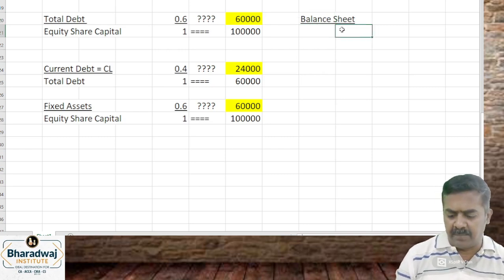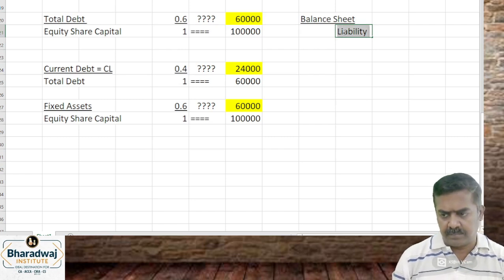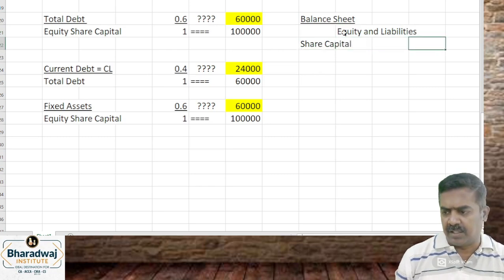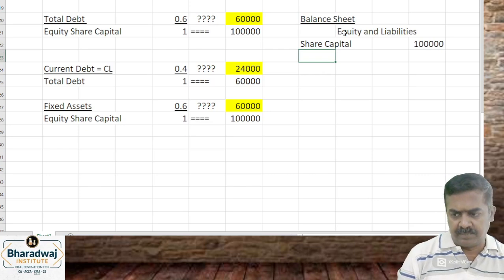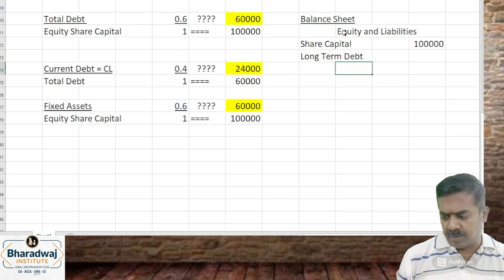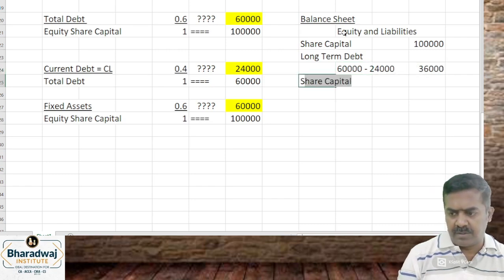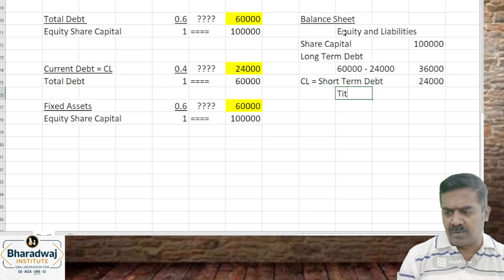Now we can compile the balance sheet, the equity and liability side. Share capital is 1 lakh. The question gives no information about reserves and surplus, so leave it. Long-term debt is nothing but total debt minus short-term debt, which gives long-term debt of 36,000. Short-term debt is nothing but current liability, 24,000. So this is the total available to us as of now.